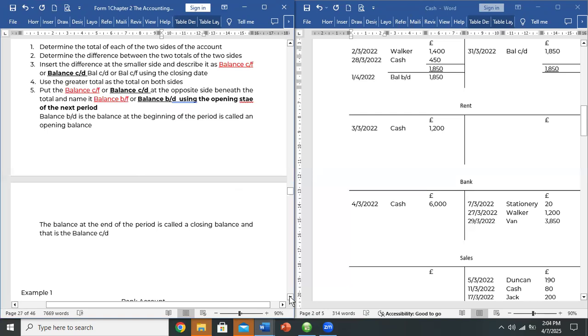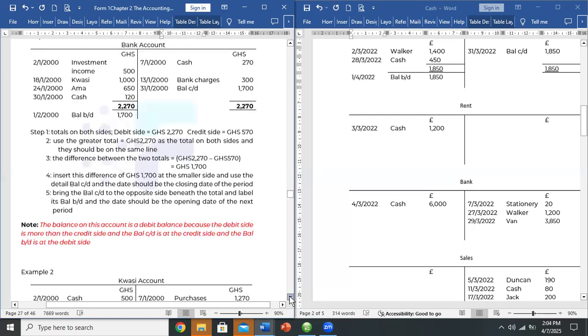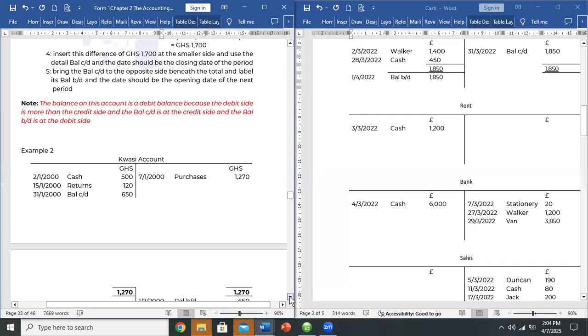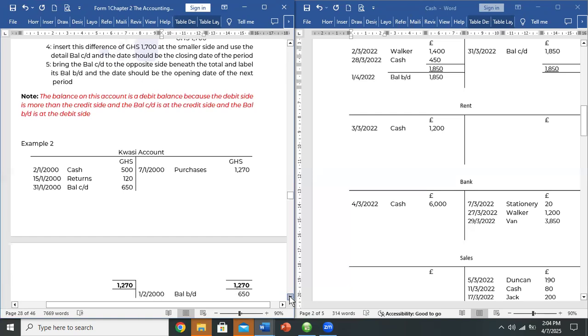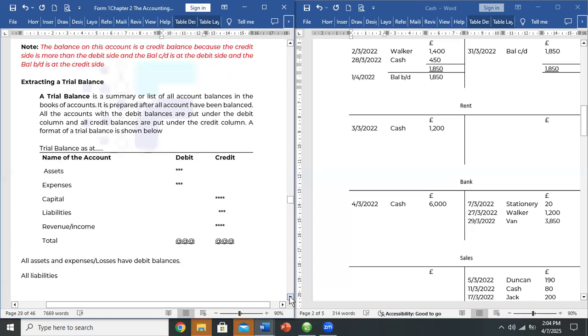Hopefully, God willing, Wednesday we'll solve one thing where we'll do the double entry, we'll balance the account and extract the trial balance. So I'll wait. If there are any questions, please let's hear any professor who has a question. Please, if you want me to go over any point, let me know.